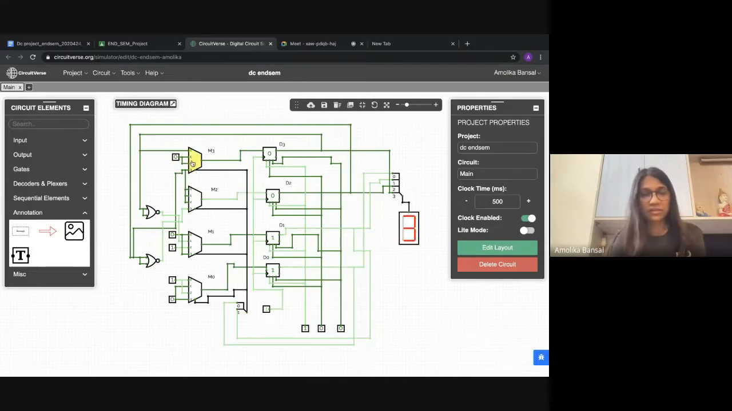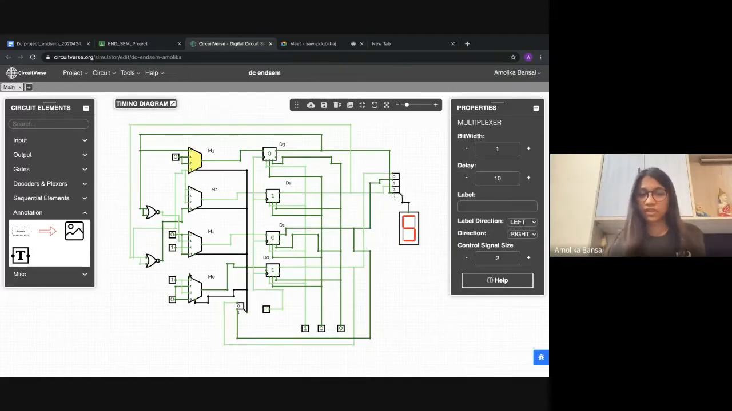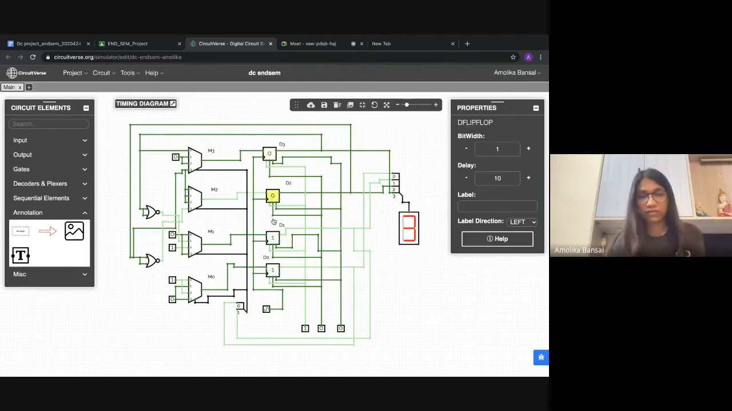These are my multiplexers, my 4 into 1 multiplexers. I've used 4 of them. These are the NOR gates. These are used because in the topic it was mentioned that we have to use NOR gates. These are my D flip-flops, so 4 of the D flip-flops. And this is a splitter, this is a splitter, and this is my hex display, which is displaying the numbers.